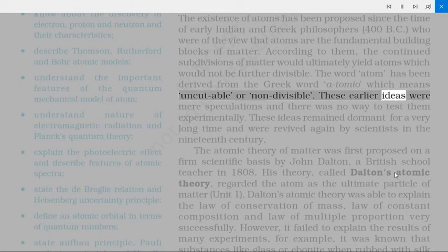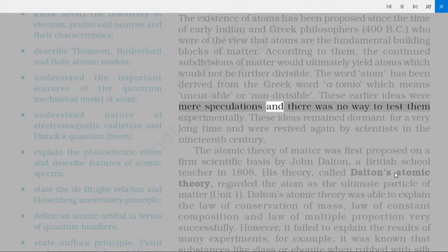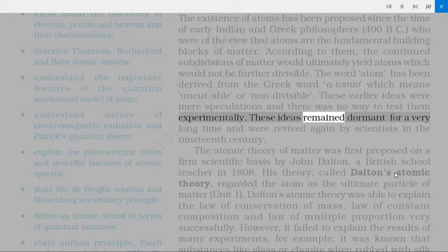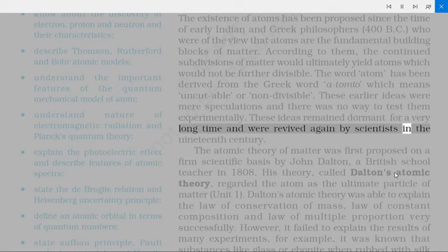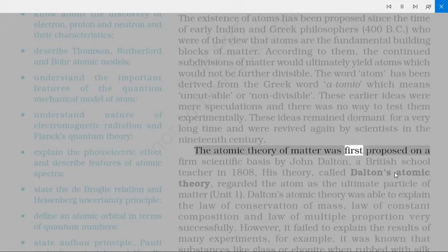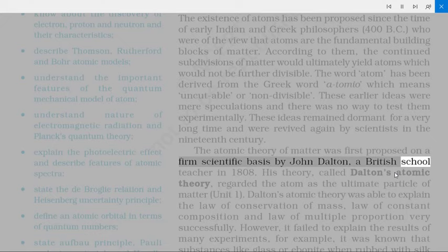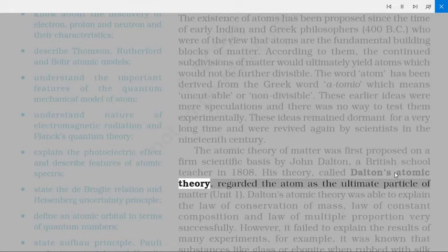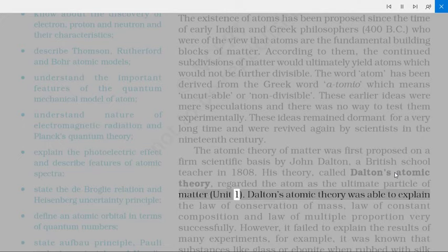These earlier ideas were mere speculations and there was no way to test them experimentally. These ideas remained dormant for a very long time and were revived again by scientists in the 19th century. The atomic theory of matter was first proposed on a firm scientific basis by John Dalton, a British school teacher, in 1808. His theory, called Dalton's atomic theory, regarded the atom as the ultimate particle of matter.